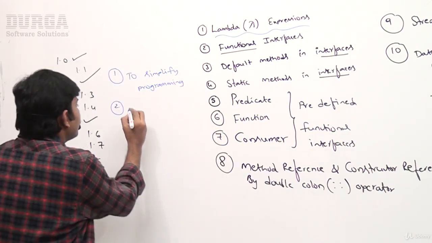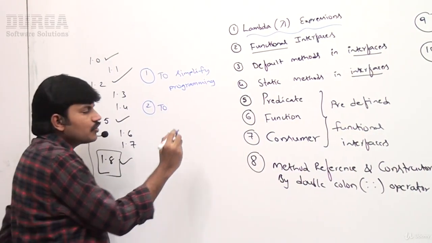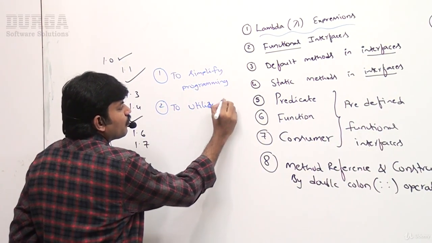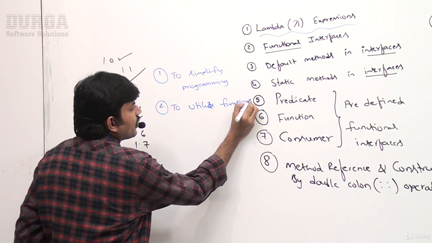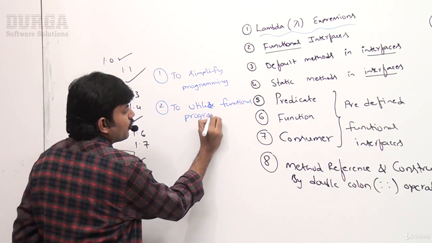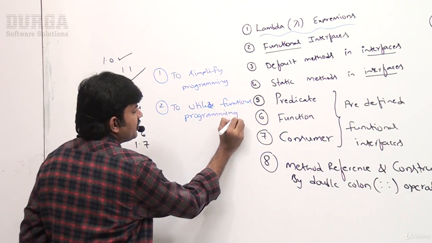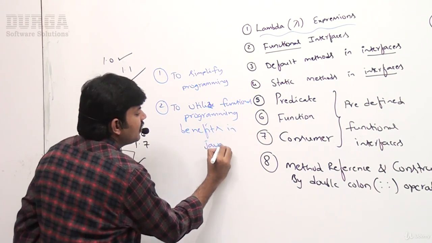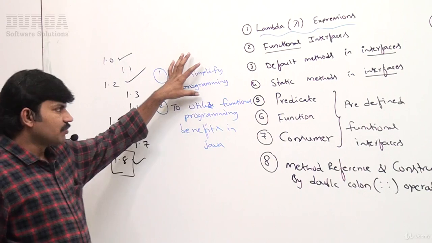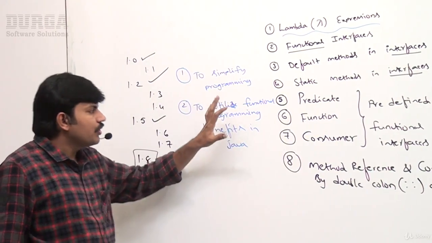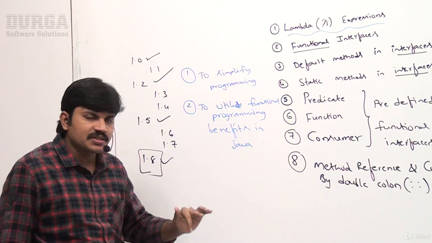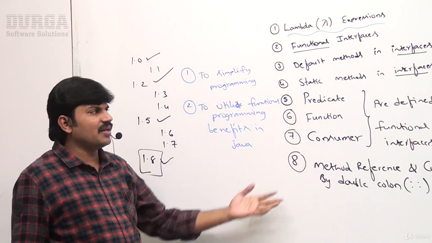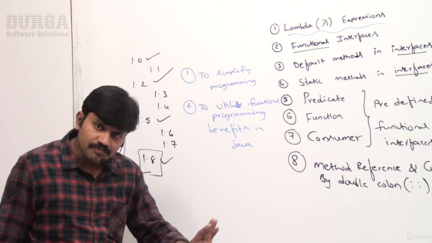So second, to enable or to utilize functional programming benefits in Java. This is the second advantage. So the first is to simplify programming, and the second is to utilize functional programming benefits in Java. The 1.8 version came, and of course lambda expression, functional interface, all those things came for the same purpose.